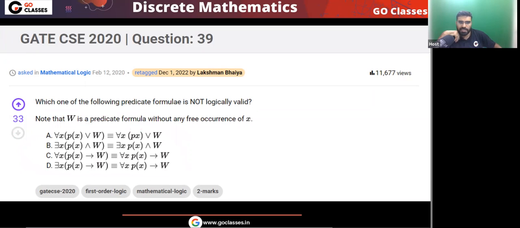Why is this question based on null quantification? Who told you that this question is based on null quantification? Because W is a predicate formula without any occurrence of X. So this is telling you null quantification.